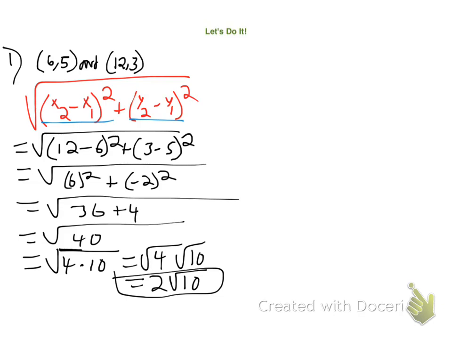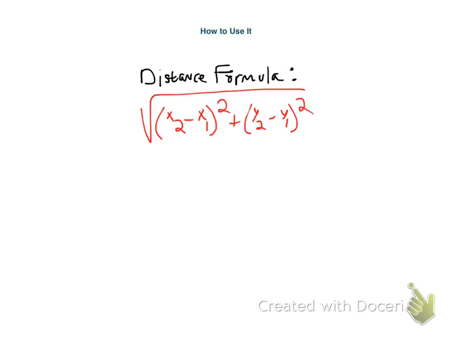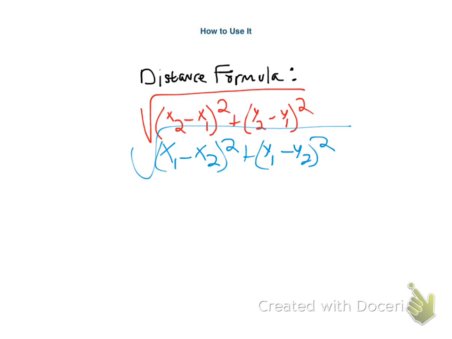Also, by the way, I didn't say this in the introduction video, but you might have seen the distance formula written as x sub 1 minus x sub 2 squared plus y sub 1 minus y sub 2 squared, square rooted, right? You might have seen that before, and both are technically acceptable.